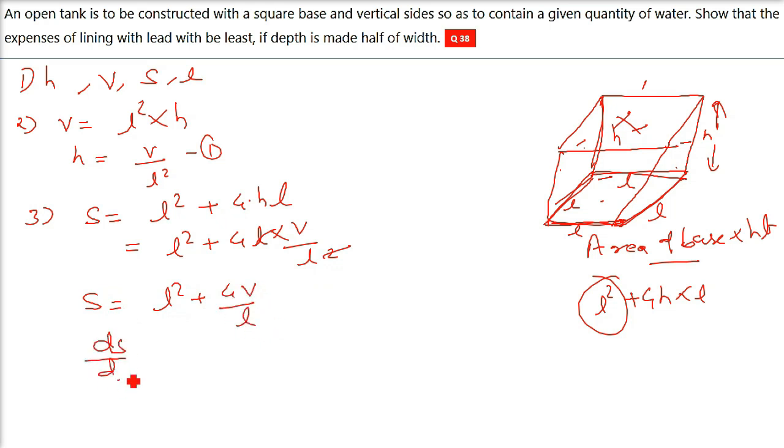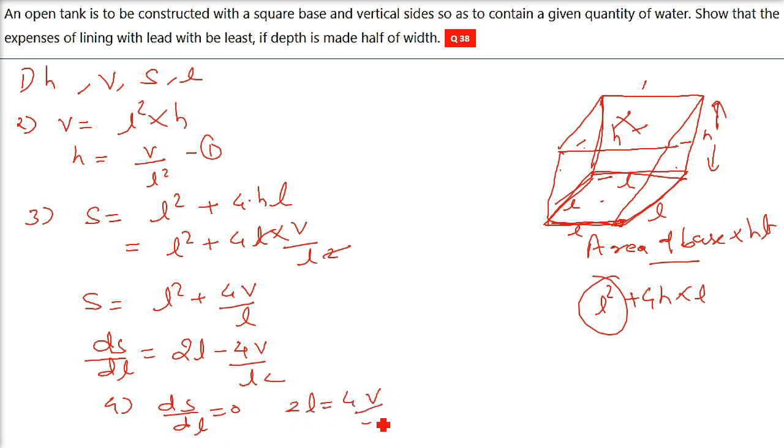Next is dS by dL. Differentiation we are going to do with respect to L, so it will be 2L minus 4v by L square, because there is 1 by L. It is definitely going to give you a negative in between. Now this has to be equated to 0. Once we equate it to 0, you get 2L equal to 4v by L square. And there is a relationship which we are going to use later: L cube is equal to twice the volume, 2v. You can mark it as equation number 2 if you want.